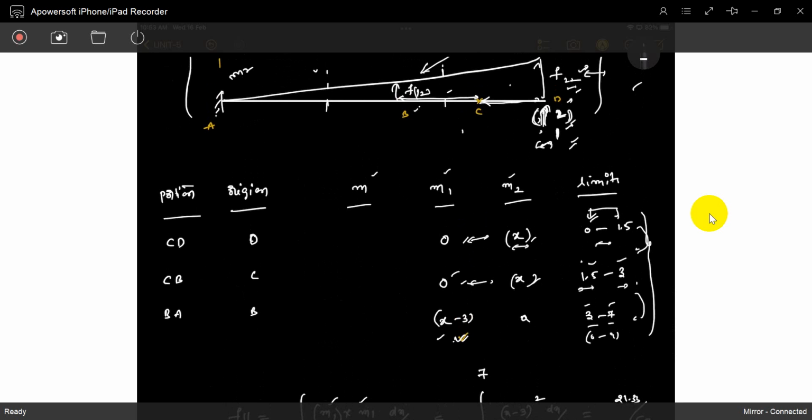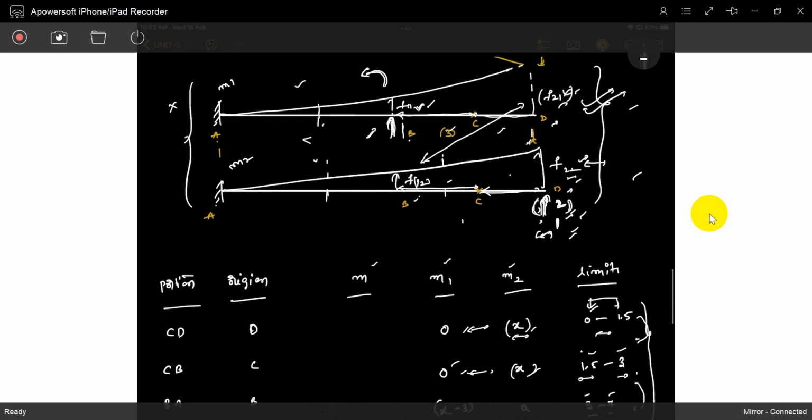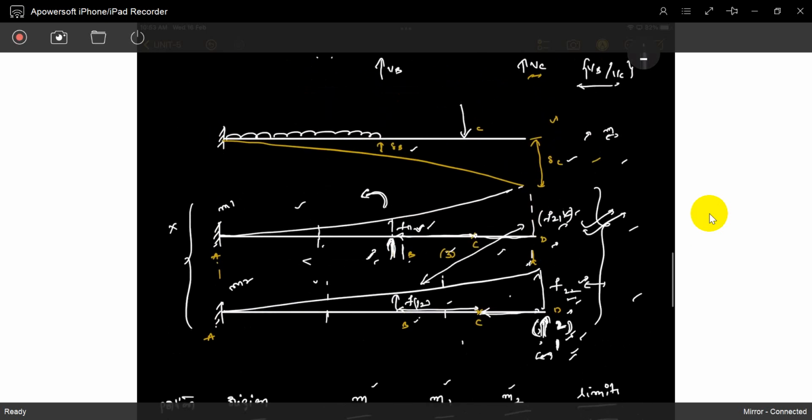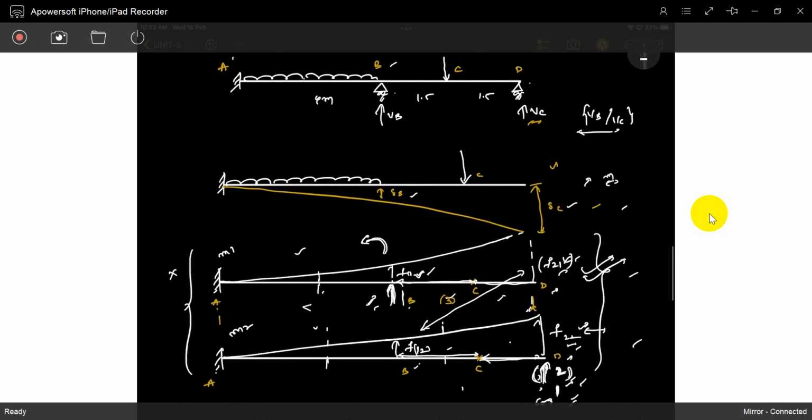Bending moment, that's it. When you applied those forces, what is the bending moment in different parts? It's different. Just write it and you can multiply, you can get it. Okay, so now comes to this topic: how to find out this delta B and delta C? That is the bigger problem, no?